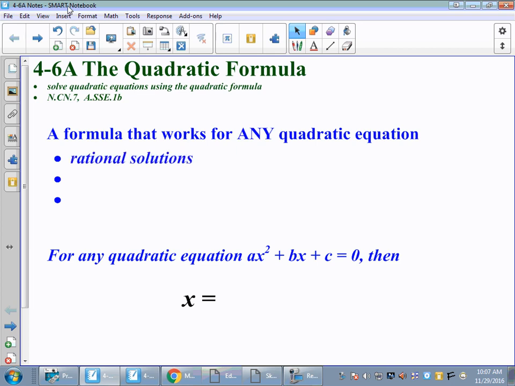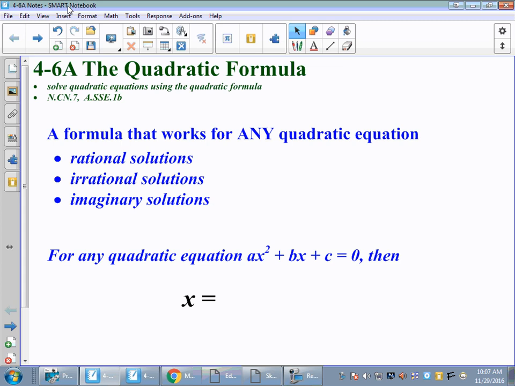So it can work for rational solutions. Those are your nice whole numbers and fractions, positives and negatives. Irrational solutions, those are your square root of 3s and your plus or minus square root of 5s. And then imaginary solutions, that would be any solutions that have an i in it, so your negative square roots.